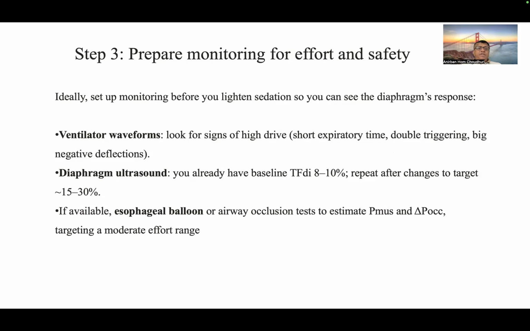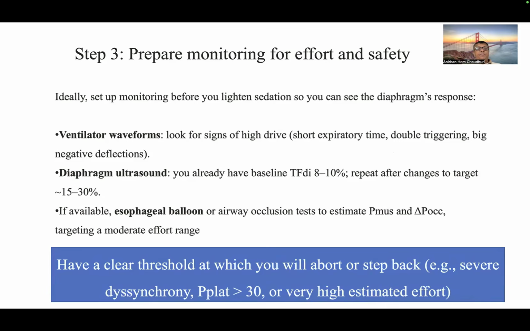If available, esophageal balloon or airway occlusion tests to estimate the inspiratory muscle pressure and the occlusion pressure, and the changes of the occlusion pressure with the respiratory effort, whereby we should be able to target a moderate effort range. So we should have a clear threshold at which we can abort or step back. Like if we have severe dyssynchrony, if the plateau pressure rises more than 30 or a very high estimated effort, we have to step back.